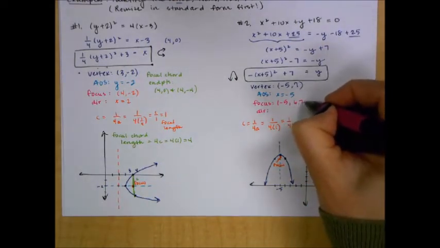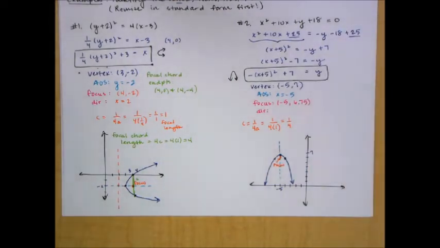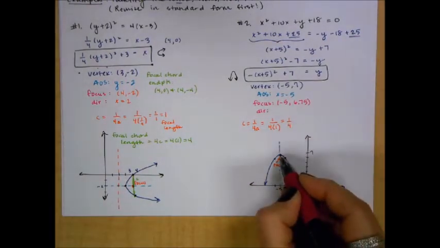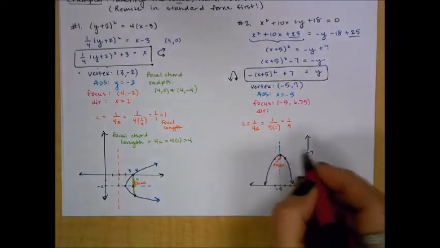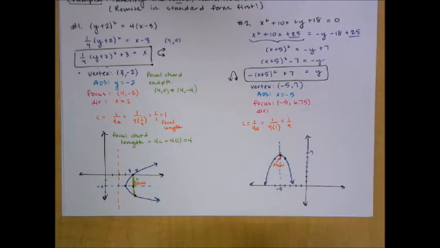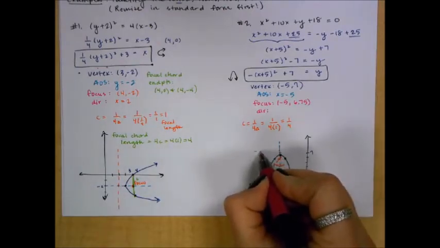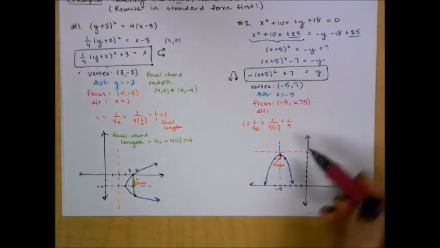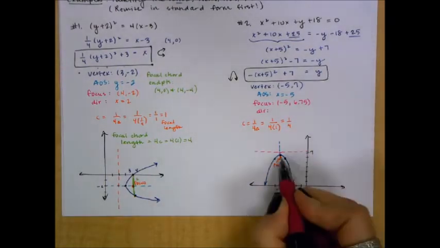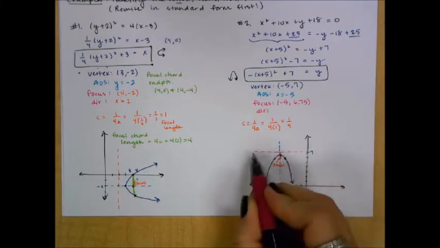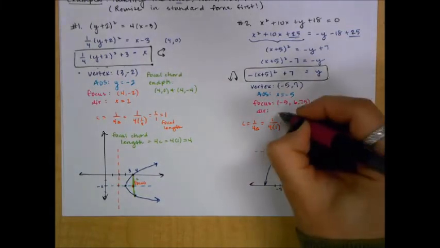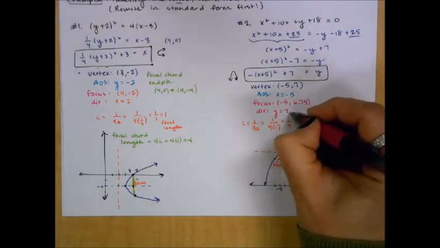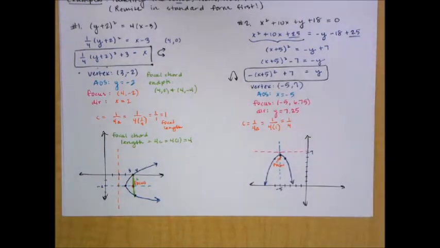For the directrix, we want to use 1/4 in the opposite direction. We went down to get to the focus, so we're going to go up to get to the directrix, up 1/4 of a unit. This line should be perpendicular to my axis of symmetry. So if I was up at 7 and I just went up 1/4, we're now at 7 1/4. This is y equals 7.25. So those are the characteristics that we're looking for here.